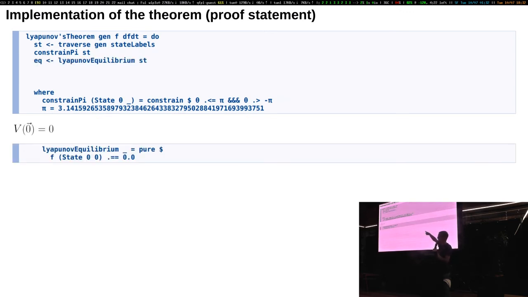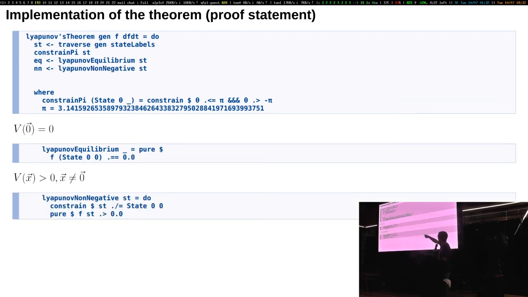So first condition looks the same. Second condition pretty much looks the same.